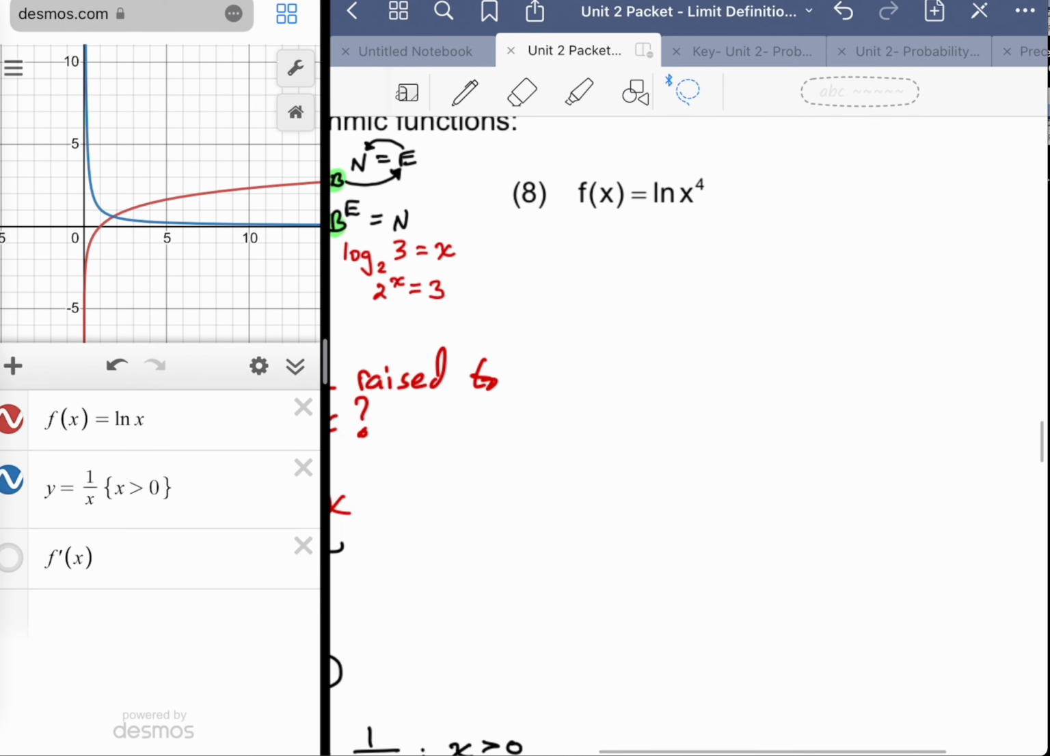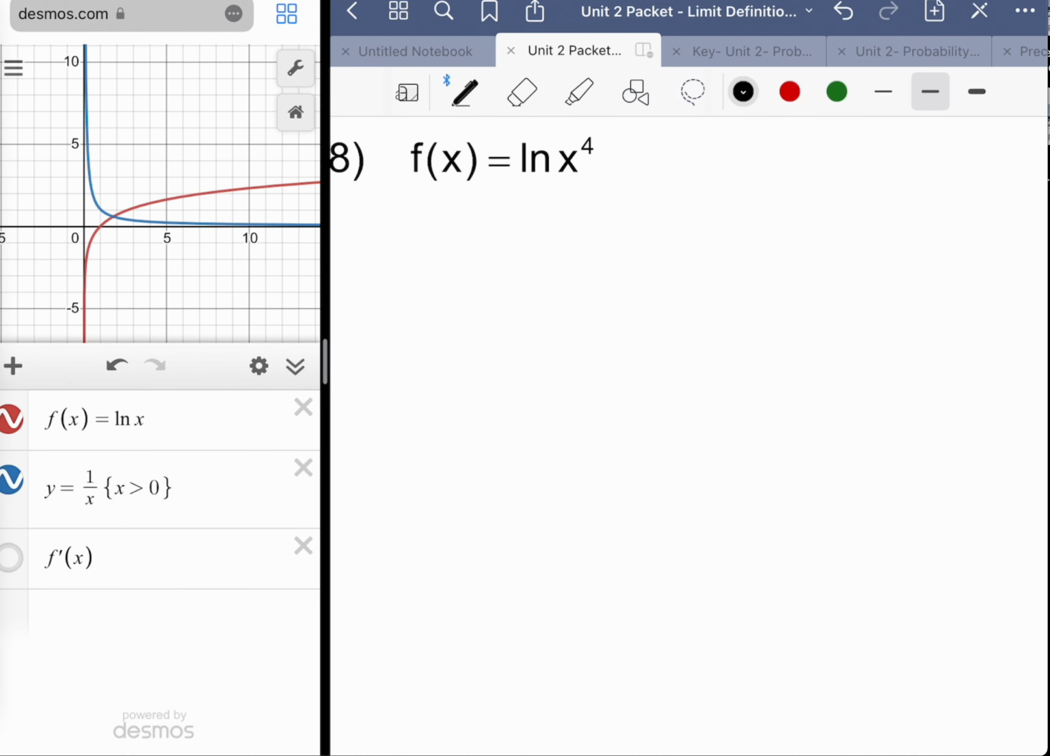All right. So natural log of x to the 4th. Remember, the power rule for logarithms tells us that we could take that exponent of 4 and hop it over to the front. ln of x to the 4th power is the same as 4 times ln of x.